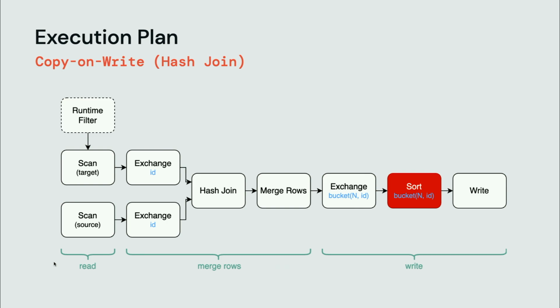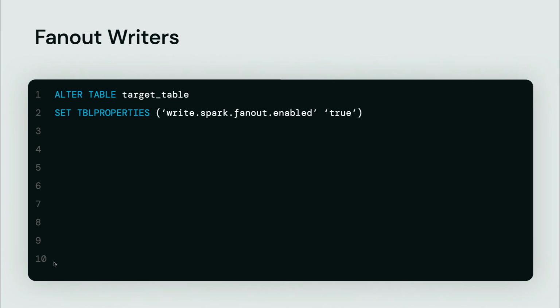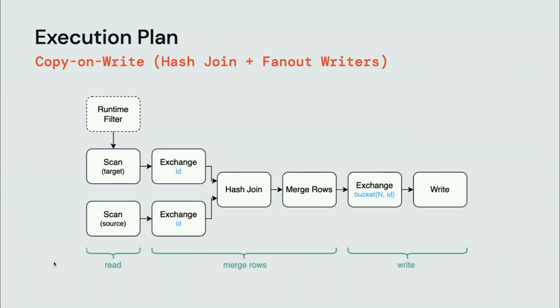In this case, we know it should be safe because we have an exchange node just before the local sort, so we know that there wouldn't be that many unique partitions we will write to from a single task. Therefore, we can enable fan-out writers in Iceberg through a table property, and if we do that, we would have a plan that is free of any local sorts.